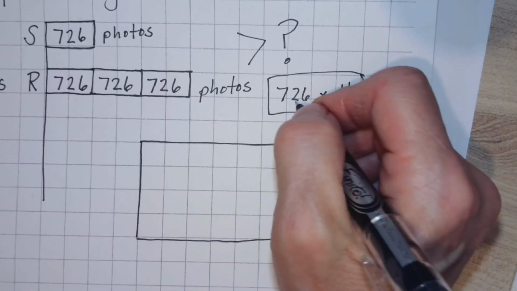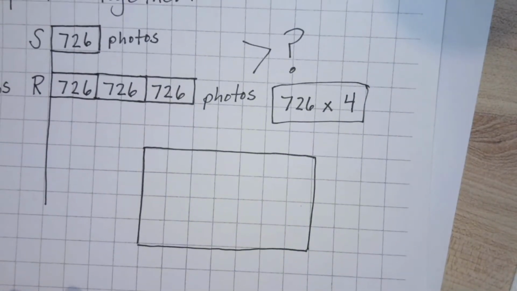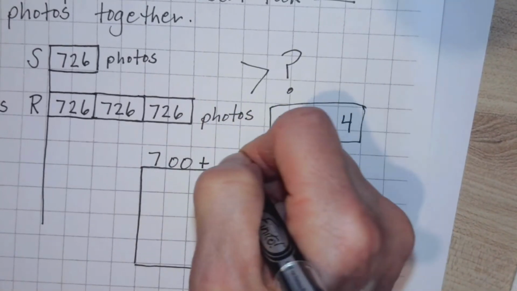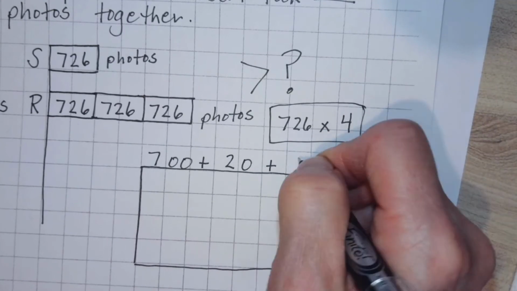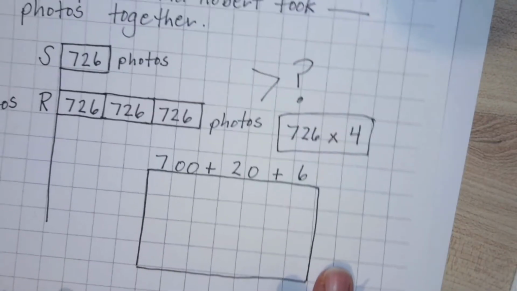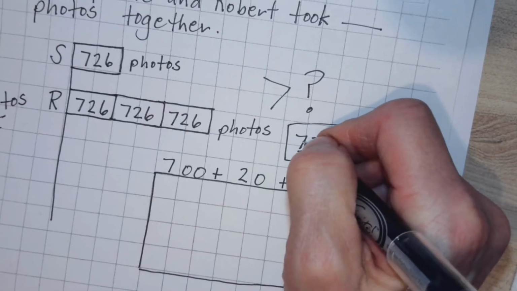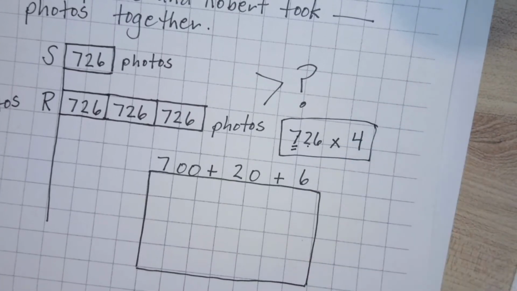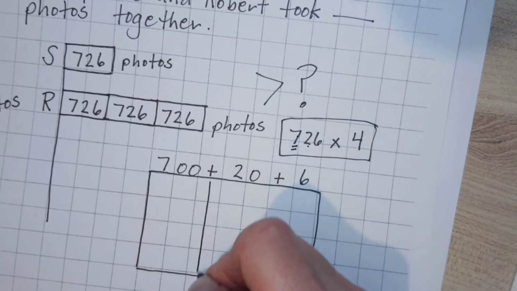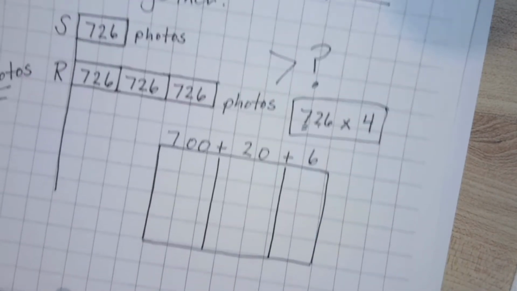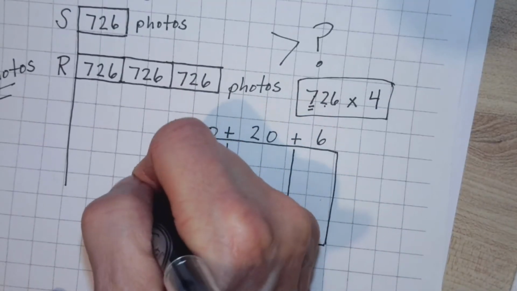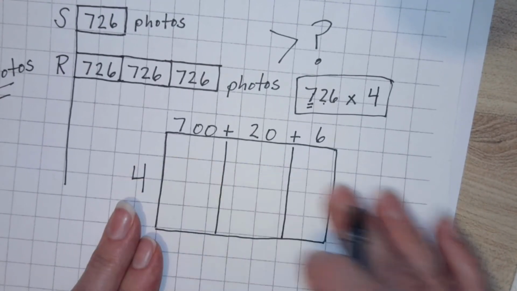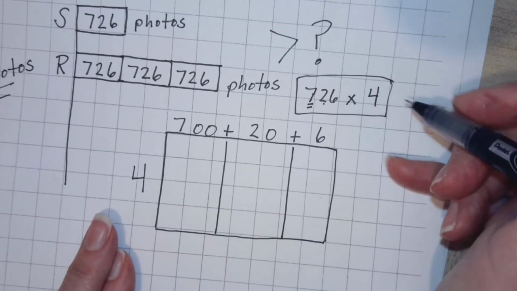So I'm going to break apart this 726 using expanded form. So I'm going to do 700 plus 20 plus 6. Okay, and just as a review, the reason I did that is this 7's value is 700, the 2's value is 20, and the 6 is 6. And wherever I put a plus, that's where I separate my columns. And because I only have 1 digit, I only have to put the 4 on the side. I'm only going to need 1 row. You would have as many rows as you do digits.